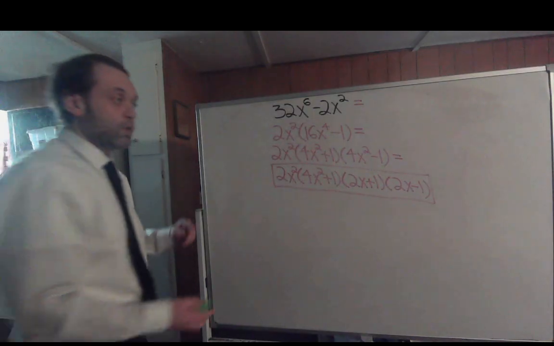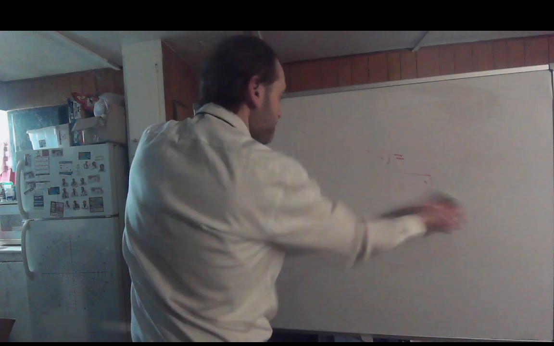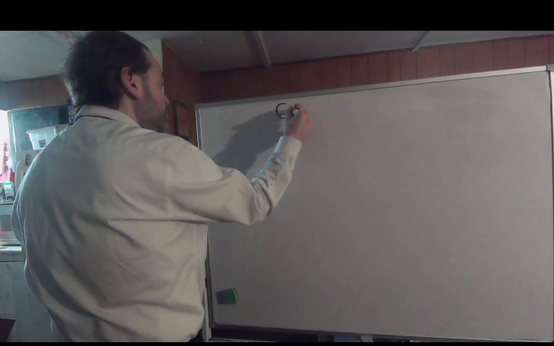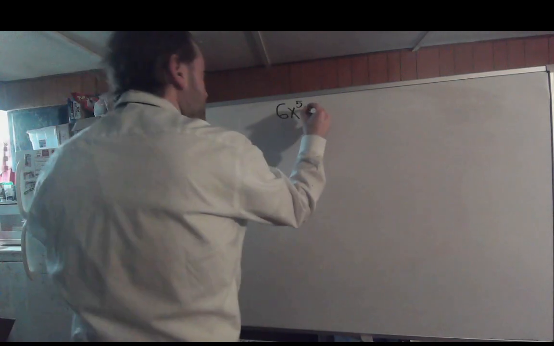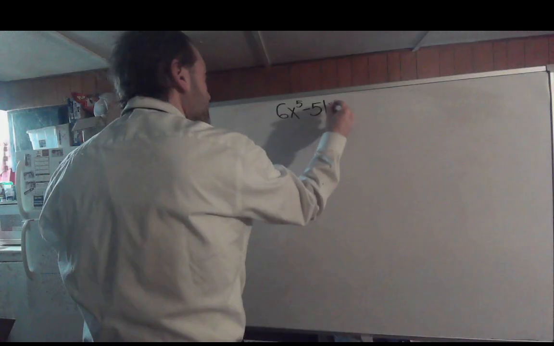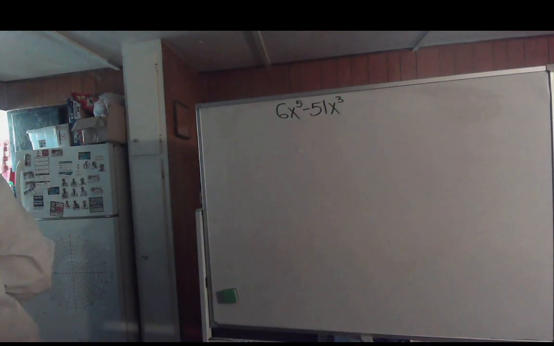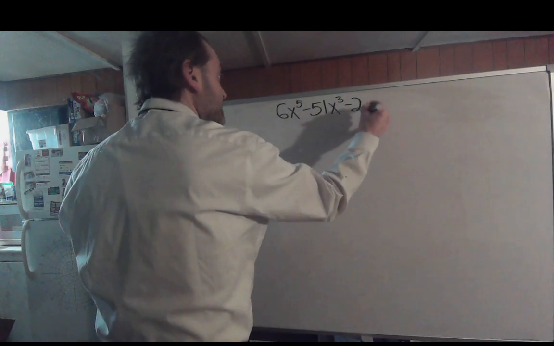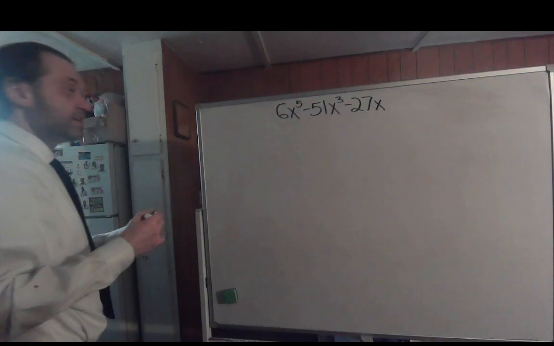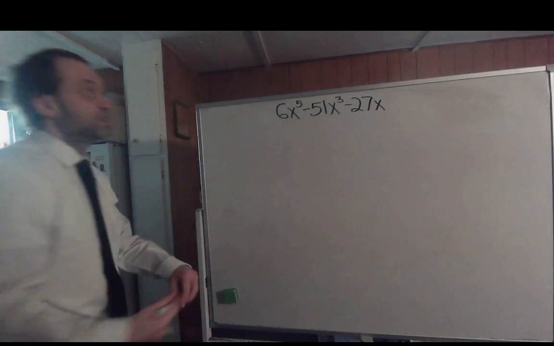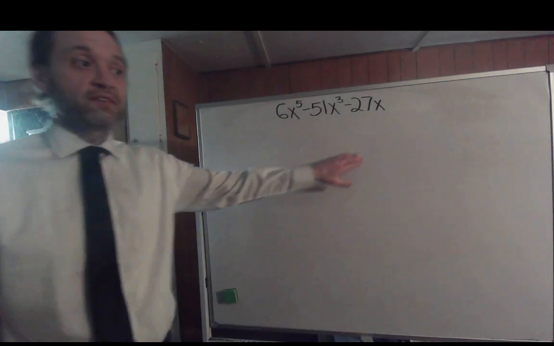And I got just one more. All right. Now they're throwing a little bit of a curveball at you. 6x to the fifth minus 51x to the third minus 27x. So we have 6x to the fifth minus 51x to the third minus 27x.